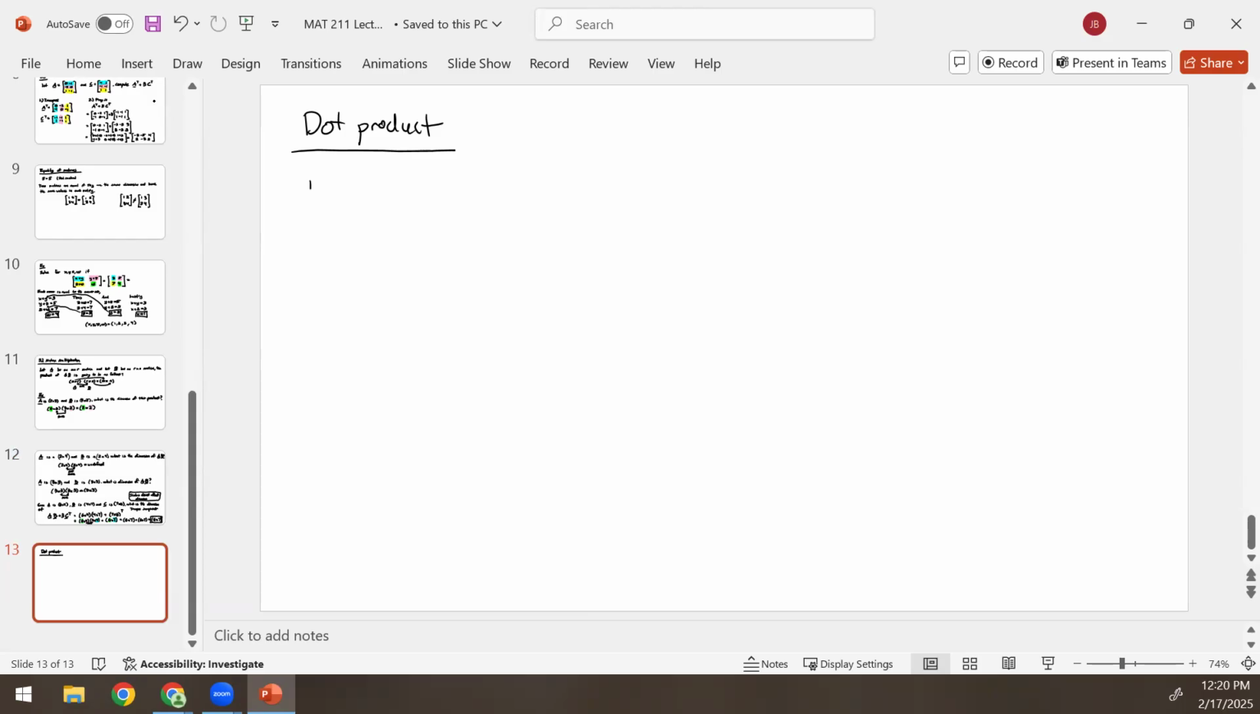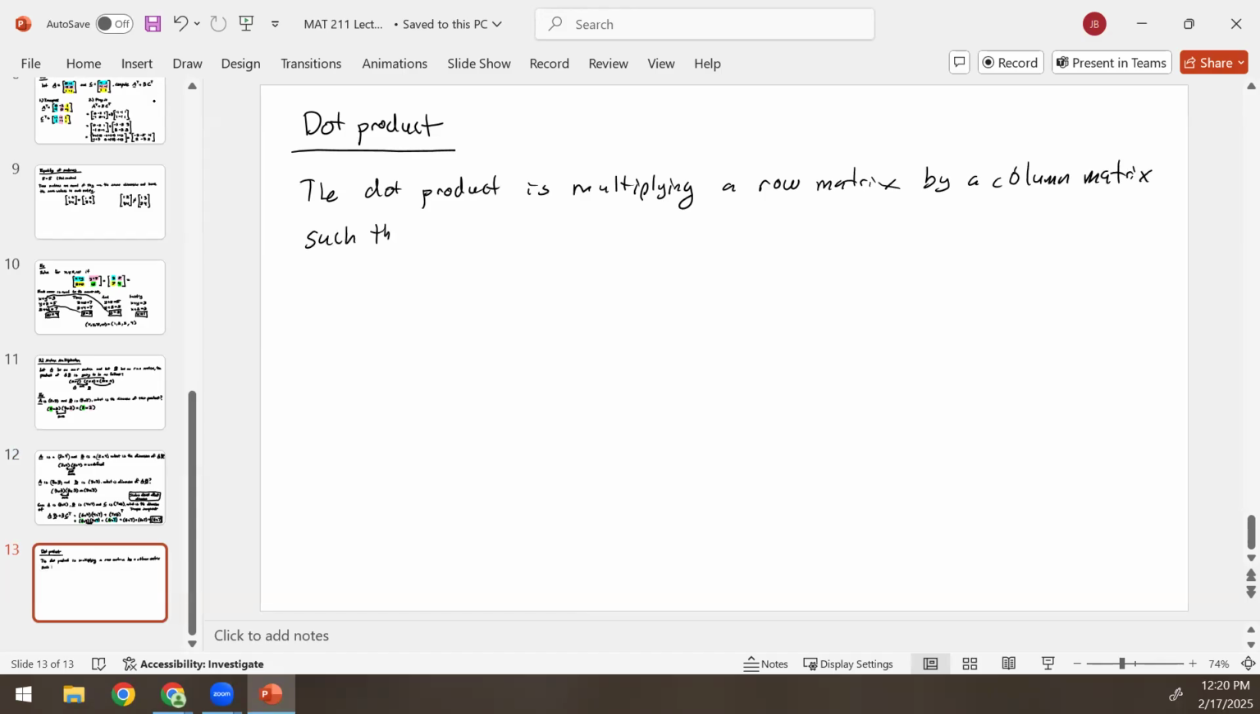So the dot product is multiplying a row matrix by a column matrix such that it results in a single number.